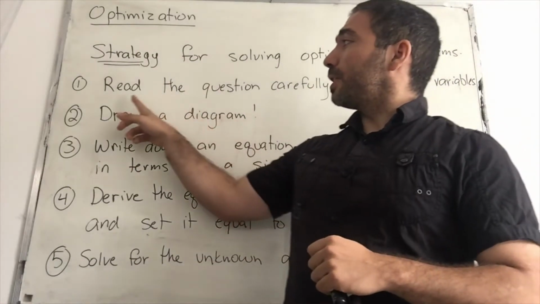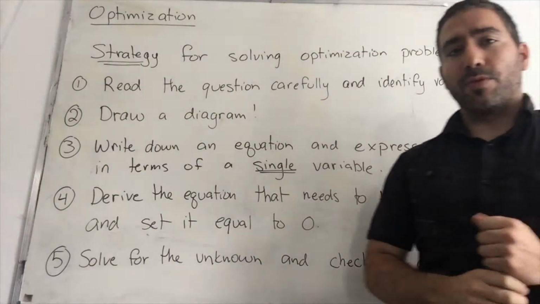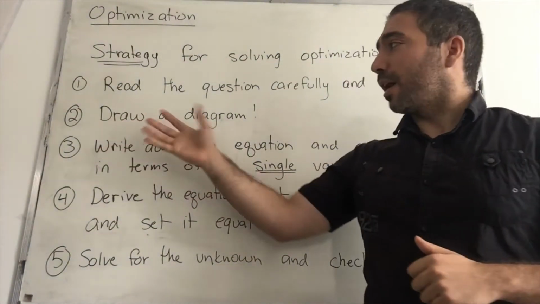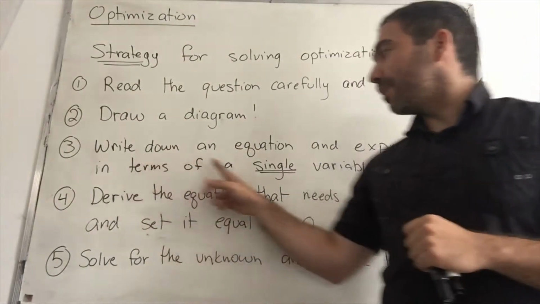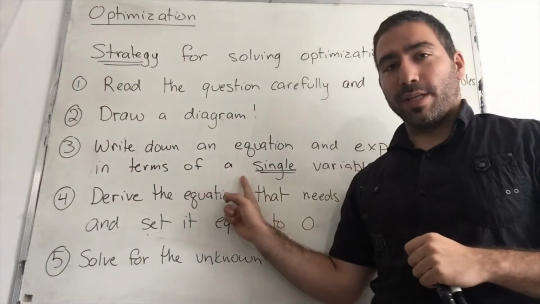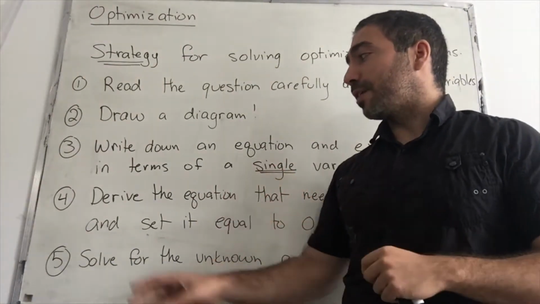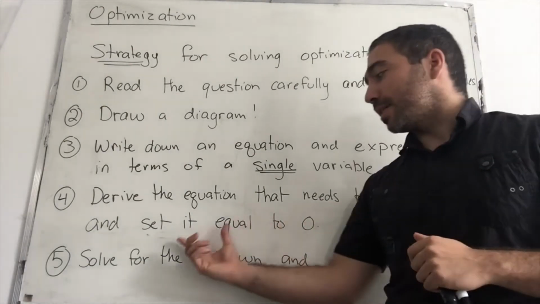So the first step, read the question carefully as always, and identify your variables pertaining to the situation. Step 2, super important, take the time, draw a sketch of the situation. Step 3, write down the equation and express it in terms of only a single variable, as I mentioned. So we're going to write the equation in terms of a single variable, take the derivative of that equation that needs to be optimized and set it equal to zero.